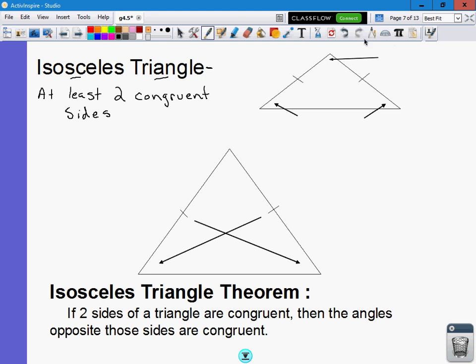Now, the reason the picture is over here is they've marked two sides as being congruent, and it's important to know that that top angle that's fastening those two sides together that are congruent is called the vertex angle. And then the two angles that are on the bottom sides of those congruent sides are called the base angles.